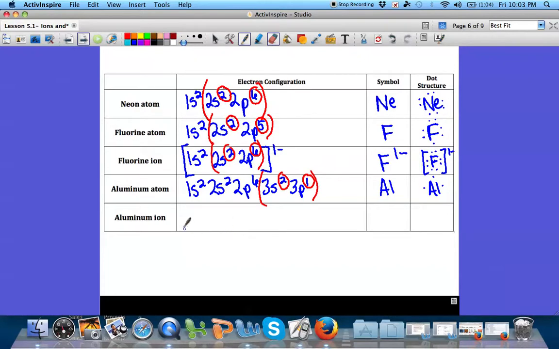For an aluminum ion, we're going to lose these 3 valence electrons. So our ion electron configuration for aluminum is 1s2, 2s2, 2p6. We have to again put it in brackets for our ion notation, and then put the charge. Since it's losing 3, it's going to have a 3 plus charge. So our symbol is going to be Al3 plus.